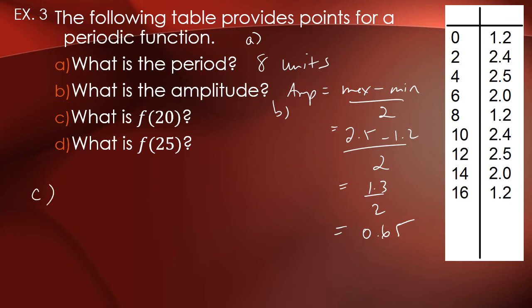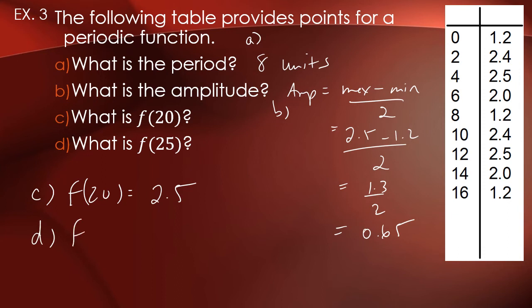C, what is f of 20? Well, you could keep repeating out that pattern. X is going up by 2s, you'd only have to write 2 more points. If you did that, you should get 2.4 would be the next one, at 18, and 2.5 would be the next one at 20. We're going to look at doing that another way in just a second.